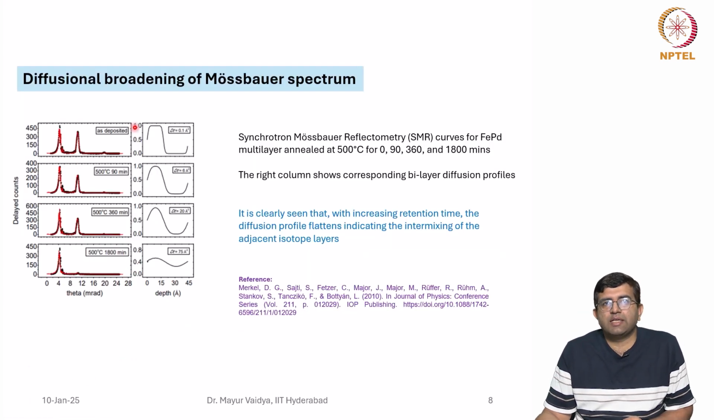So, this is an example which shows the broadening of the Mössbauer spectrum due to diffusion. Here you can see this is for the iron-palladium multilayer, and it can be seen that with increasing retention time, the diffusion profile gets more and more flattened, which indicates the intermixing of the adjacent isotope layers. So, you can refer to this paper to get more details about this.